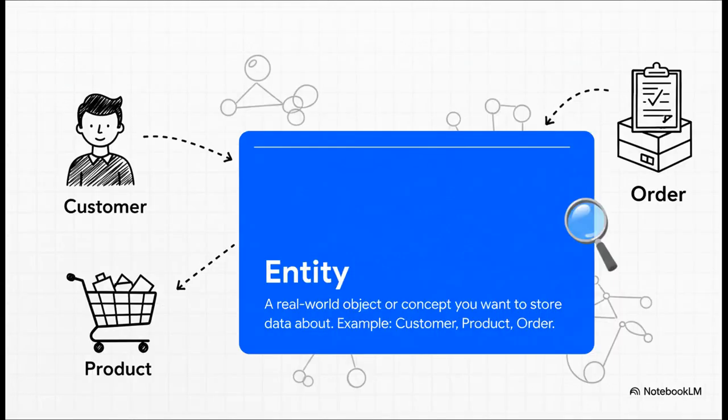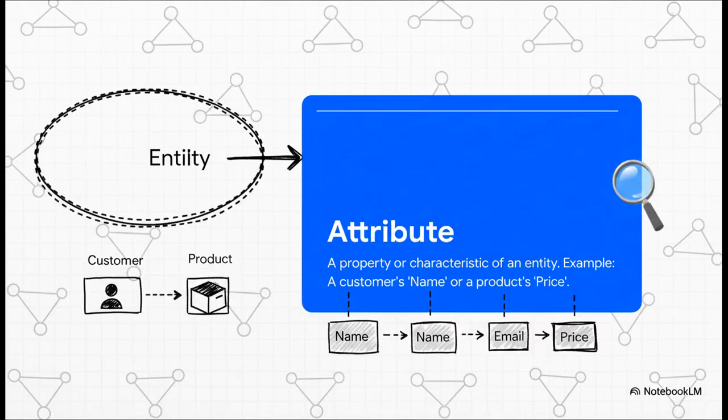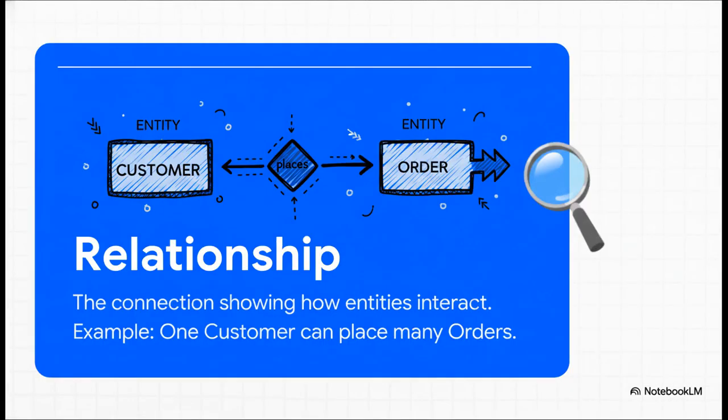Okay, so the first building blocks on our map are what we call entities. Just think of these as the main nouns in our system. So for example, if we were building an e-commerce site, our entities would be the big things like customer, product, and order. Then, you've got attributes. These are simply the details that describe our entities. So for a customer, the attributes would be things like their name and email. For a product, it'd be the name and price. Simple as that.